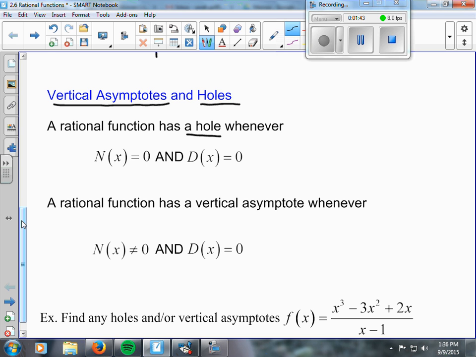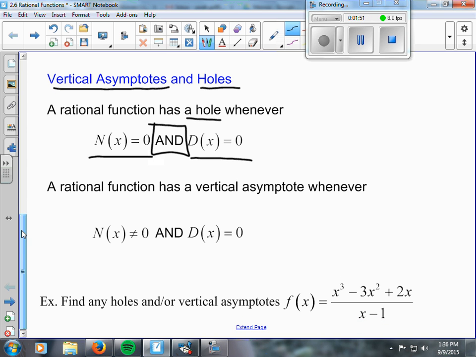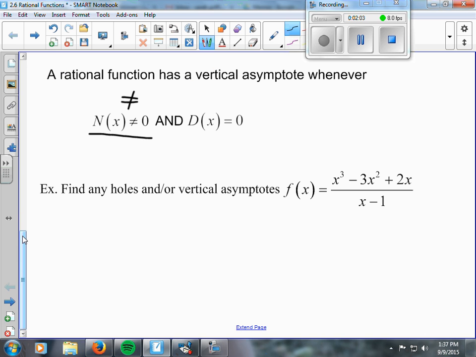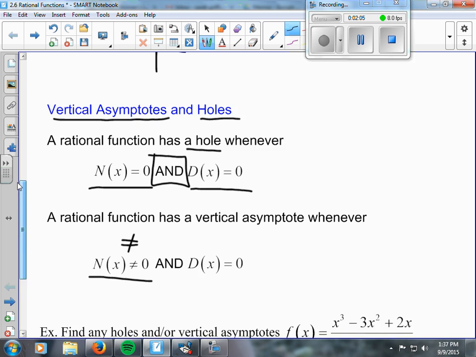The hole is whenever the denominator equals 0 and the numerator equals 0. So you'll get a 0 in the numerator and the denominator. Vertical asymptotes, however, the numerator does not equal 0, but the denominator does equal 0. So here's an example. I think this is our leading example.